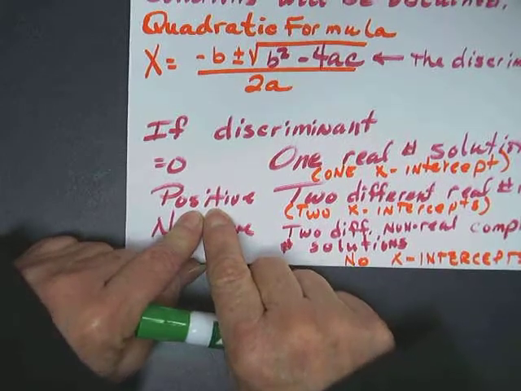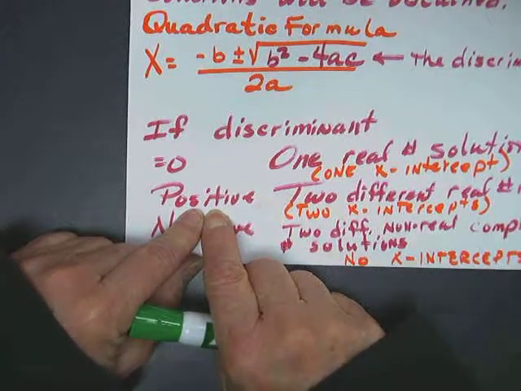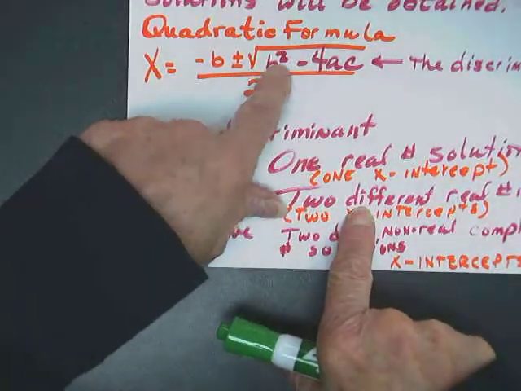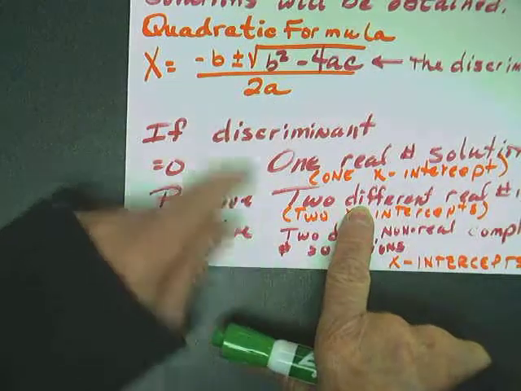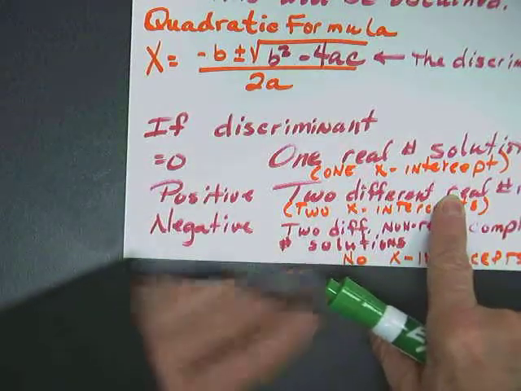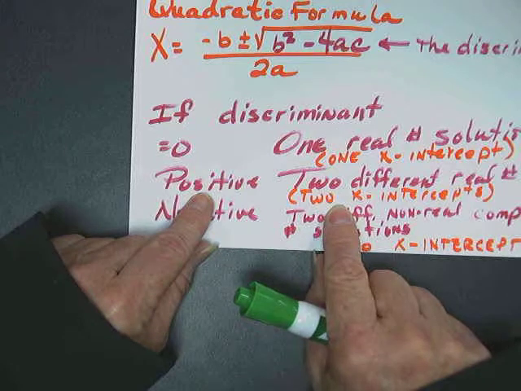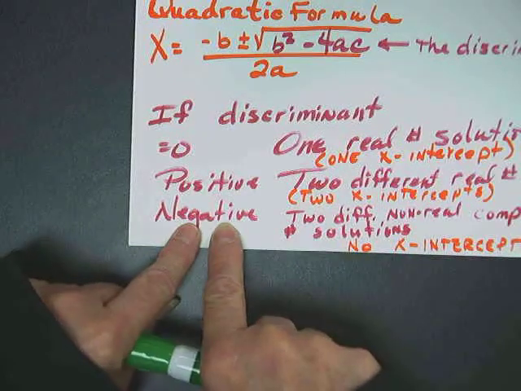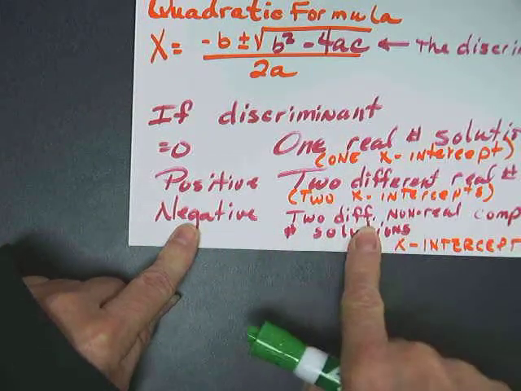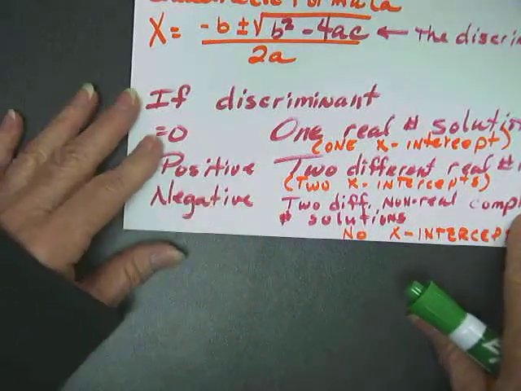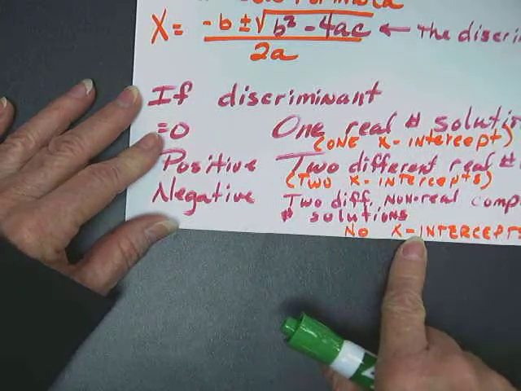Okay, if it's a positive number, that means you could have factored it and got two answers: two different real number answers, because you'll be adding a number and then subtracting a number and then dividing by whatever's here. So you have two different real number solutions if it's positive, and you'll have two x-intercepts. If it's negative, you'll have two different non-real, complex number solutions, and there won't be an x-intercept.